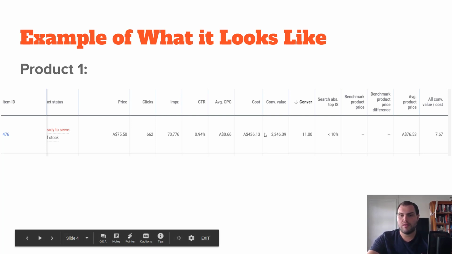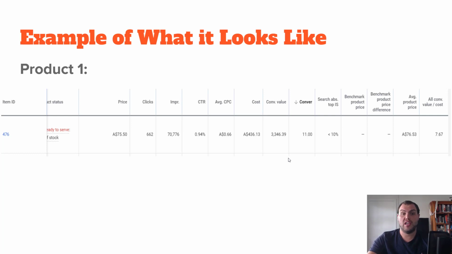We've spent $436 and we made $3,346. These are all Australian dollars, by the way, guys, because I've just done this Australian only. I'm actually using local products, so local suppliers, and it's all dropship, okay? Brand new store, pretty cool product.